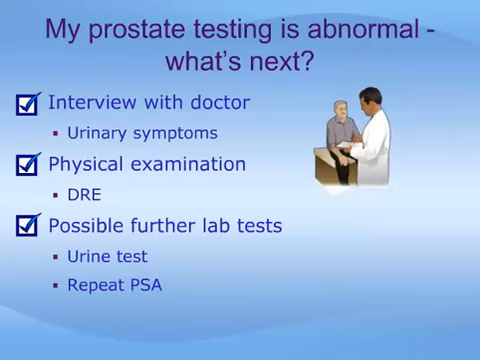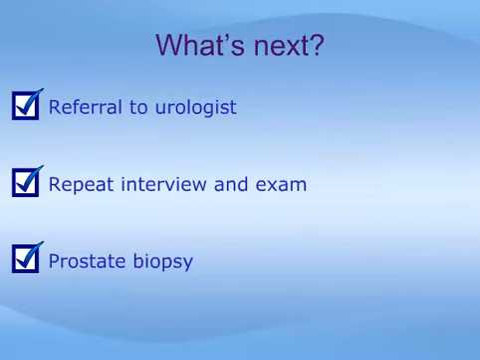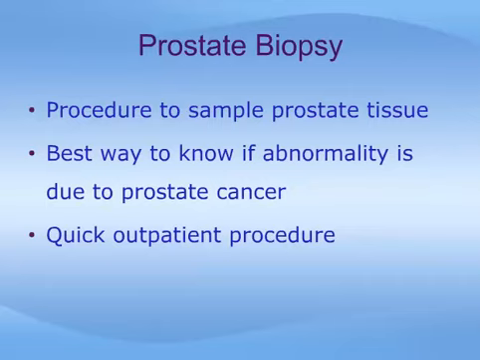If your DRE or PSA is abnormal, your doctor will discuss the findings with you. You may be asked further about urinary or other symptoms to rule out obvious causes of the findings. Often, a urine test is done to rule out infection or other conditions, and the PSA may be repeated to confirm the result. At some point, you will likely be referred to a urologist, which is a surgeon specializing in the genitourinary tract. The interview and exam will be repeated, and if felt necessary, a biopsy of the prostate will be requested. The prostate biopsy is a simple procedure used to get samples of prostate tissue to look at or analyze under a microscope.